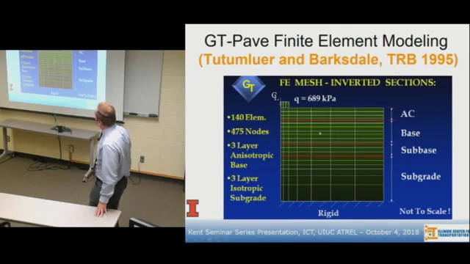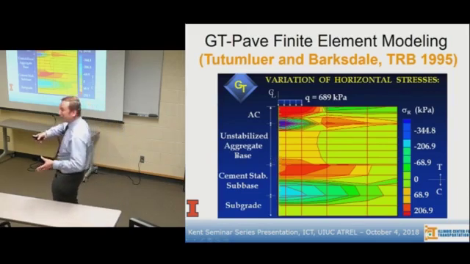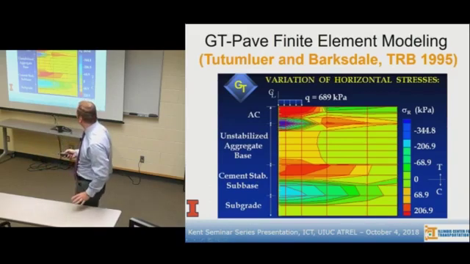All right, well, that's the cross section of the FE mesh for getting those test sections of Professor Barksdale's, and we published that paper. Interestingly, when we look at the inverted pavement sections, this is the cement stabilized subbase, this is the unbound aggregate base. Looking at the lower ends of the unbound aggregate layer, usually that's where you get the tension. These are horizontal stresses. Nothing. These are all in compression.